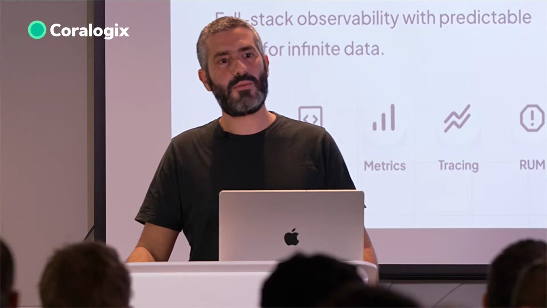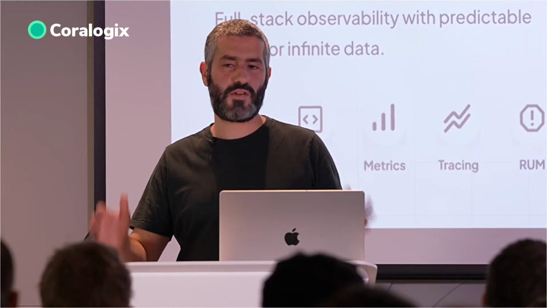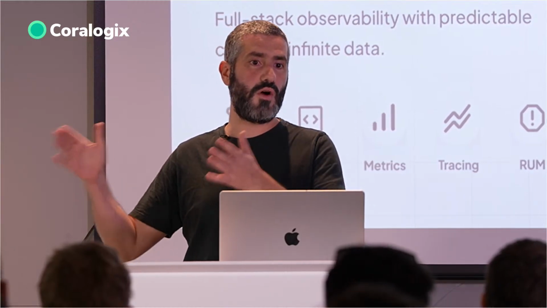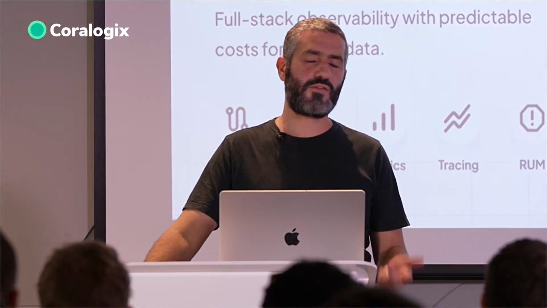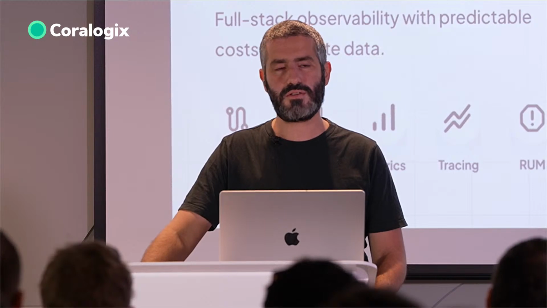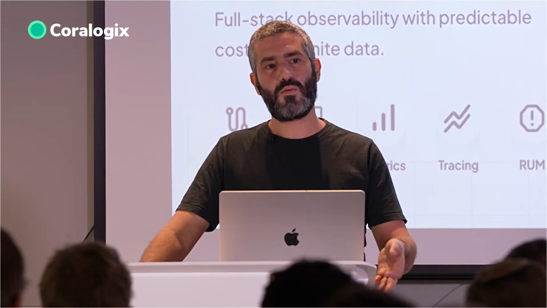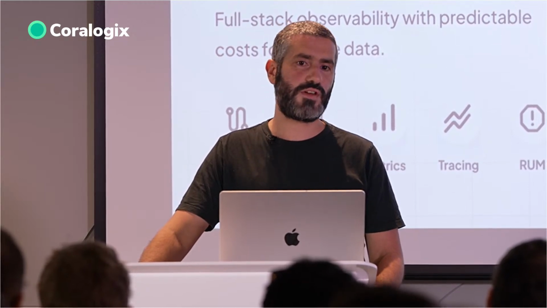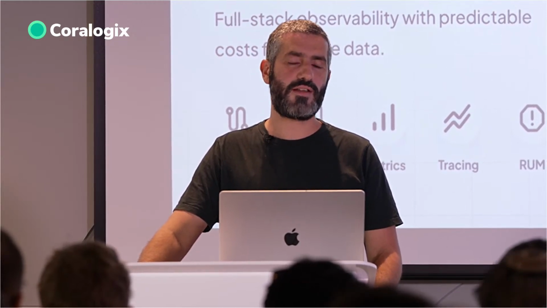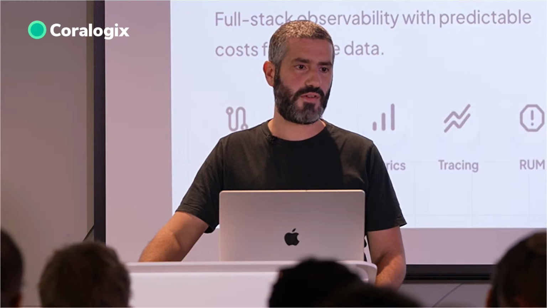One is the DataPrime engine, which allows us to, first of all, structure data to your own storage. That could be GCP storage, that could be S3, that could be IBM Cloud Storage. And then query that data directly from CoreLogics, no matter the data type. That could be logs, metrics, traces, real user monitoring, SIM, all from the same source.